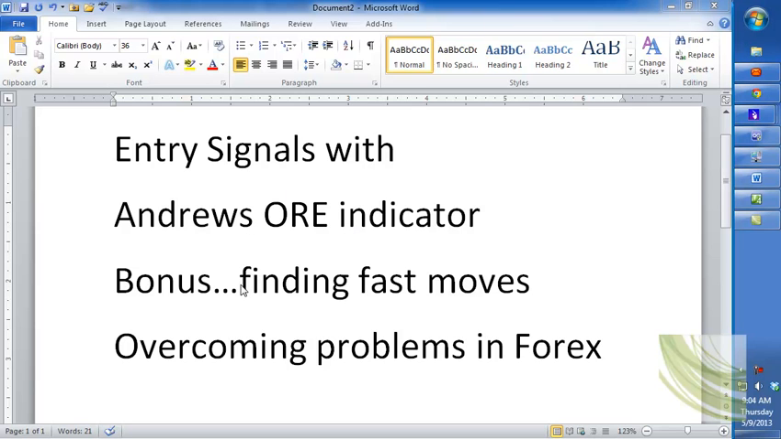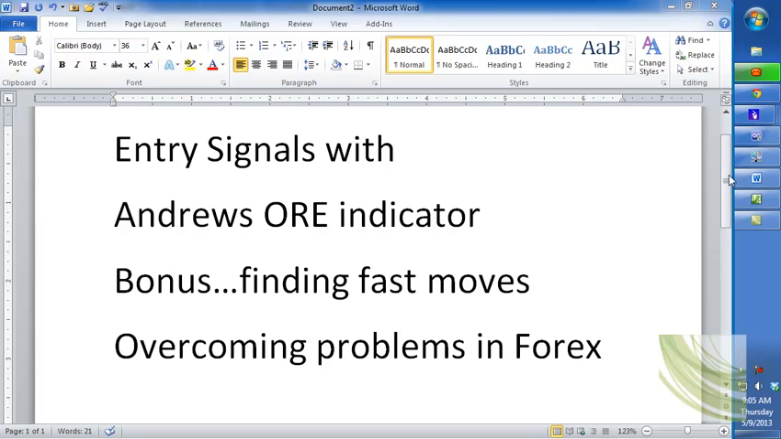And as a little bonus in here, we're going to have a little bit of a focus on finding the faster moves. And another thing we're going to focus on is overcoming problems in forex. And there are some difficulties in trading forex, as you'll see. And we're going to show you how what you learn in here will actually help you overcome that.